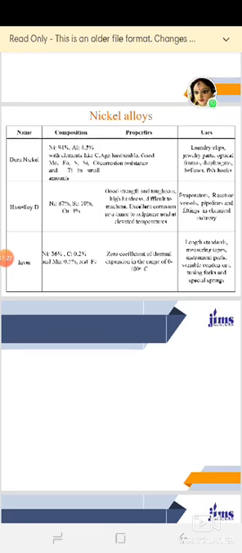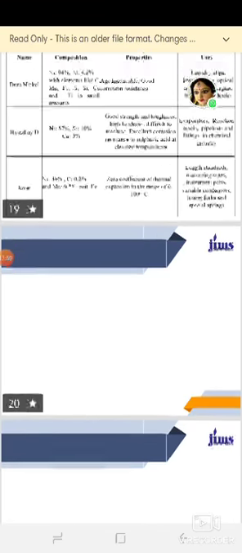And then we have Invar. Invar is a material which is used in length standards, measuring tapes, instrument parts, variable condensers, tuning forks, and special springs. Its composition is nickel 36%, carbon 0.2, and manganese 0.5, rest is iron. It has zero coefficient of thermal expansion in the range of 0 to 100 degrees centigrade.